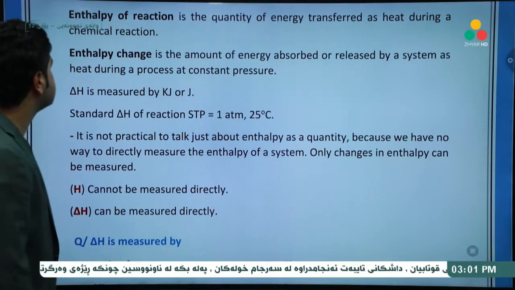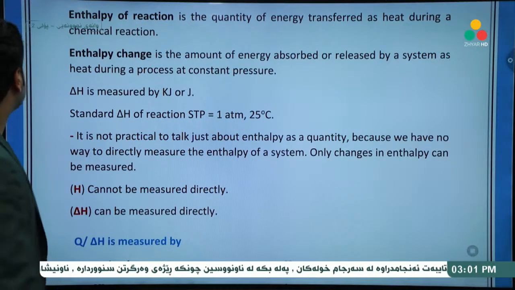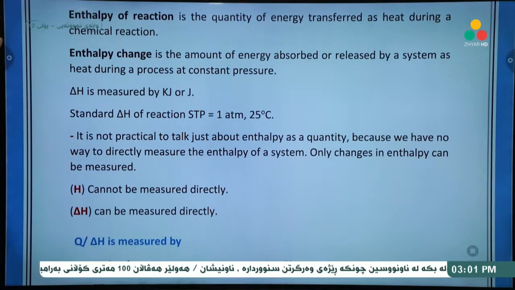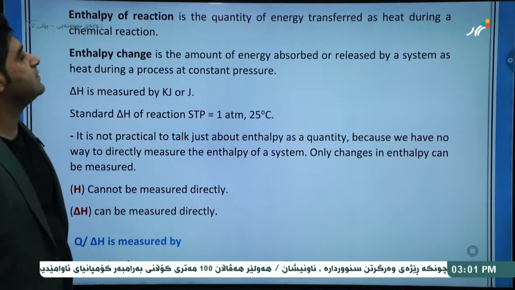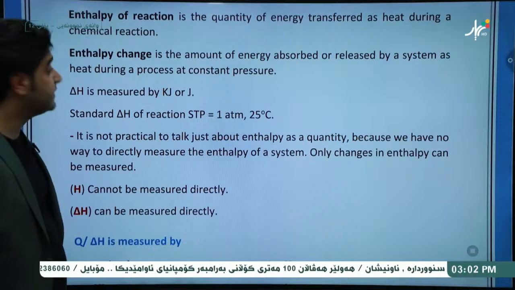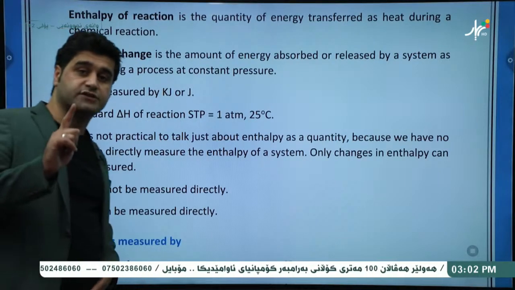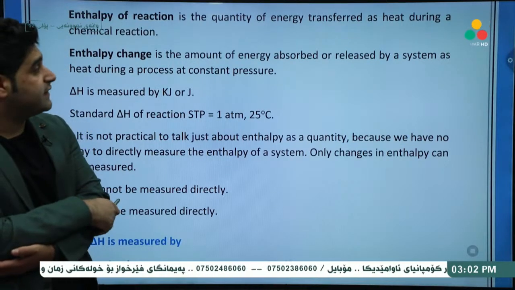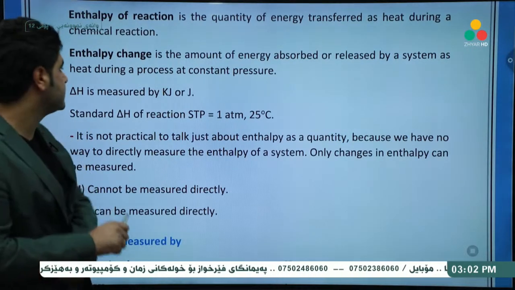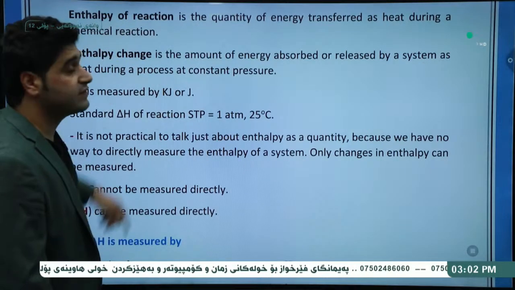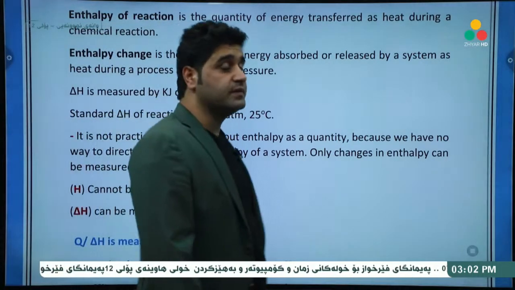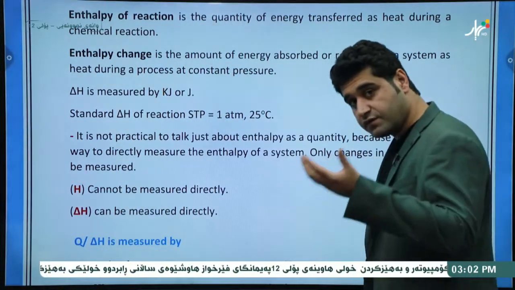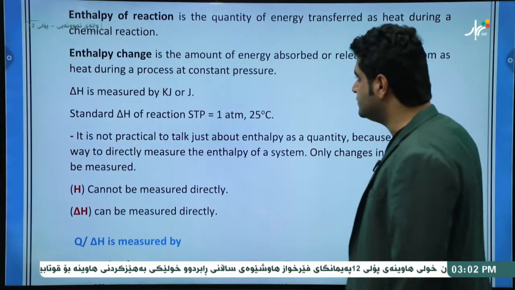Enthalpy of the reaction has another name, which is heat of the reaction. What is enthalpy of the reaction? It's the quantity of energy transferred as a heat during a chemical reaction. So this is enthalpy of the reaction. There's another name of enthalpy, don't forget: heat of reaction.